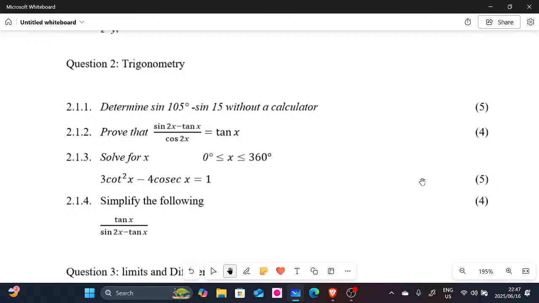Now this question 2, we have question 2.1.1, question 2.1.2, question 2.1.3, and question 2.1.4. I hope you guys are ready because I managed to take some snack so that I don't allow fatigue to do what it did to me last time.